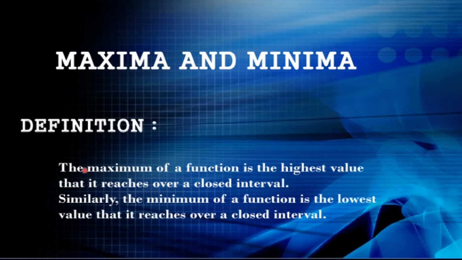See the definition. The maximum of a function is the highest value that it reaches over a closed interval. Okay, my children, the highest value of the function in a closed interval is said to be maximum. Similarly, the minimum of a function is the lowest value that it reaches over a closed interval. Okay, my children, the least value in a closed interval is said to be the minimum of the function. Understood these definitions, my dear children?